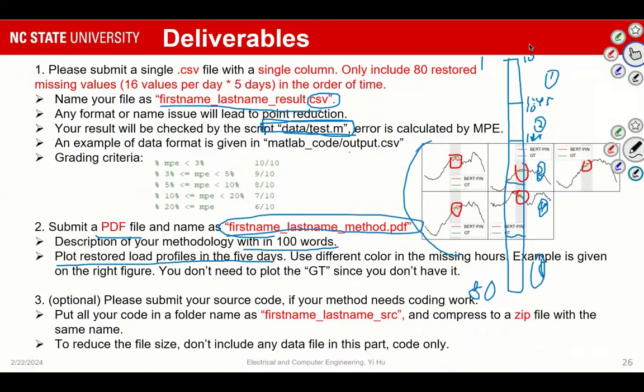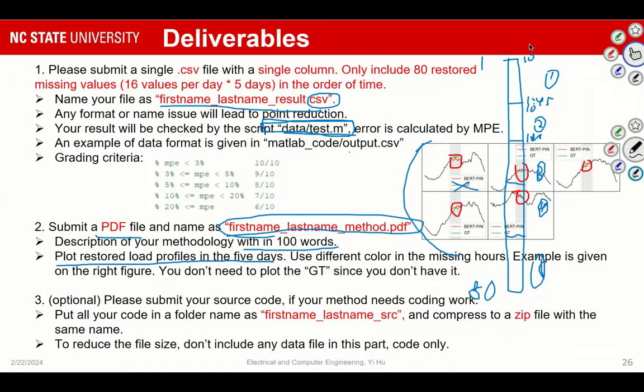Something like this example. 5 days, 5 sub figures, and in each of them you plot out 1 day, and you don't need to draw the ground truth since you don't have it. You just draw the red line or other color, whatever color you want. That's okay. Just let me see the restored profile, how it looks. That will be fine.